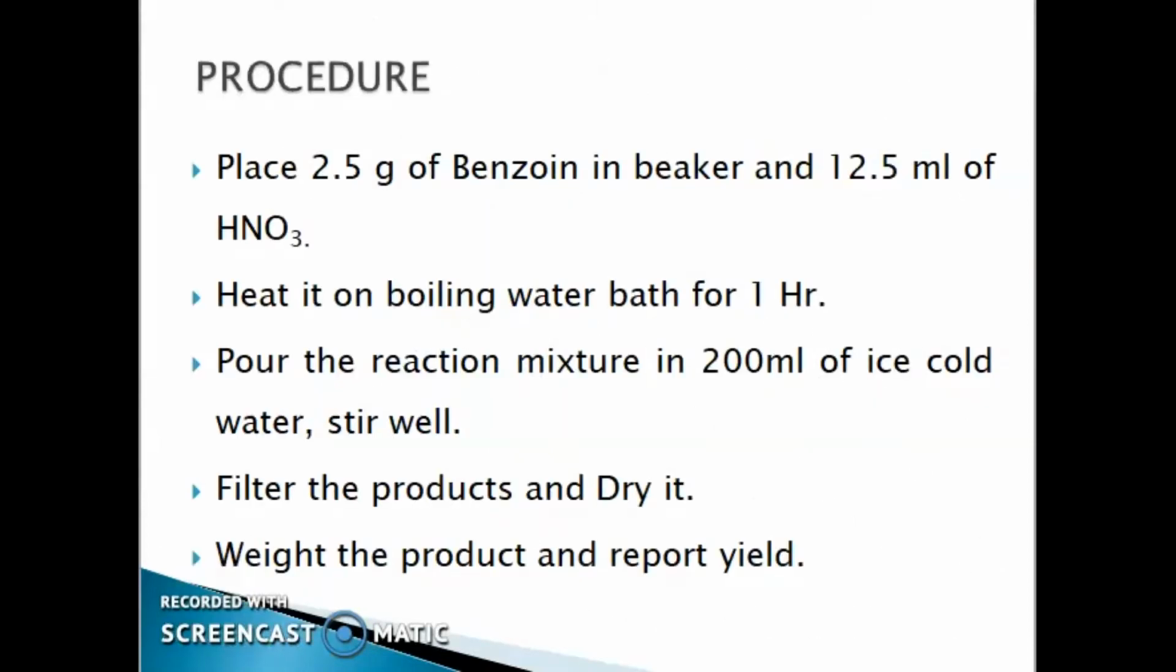Now we will see the procedure involved in this practical. Place 2.5 gram of benzoin in a beaker and add 12.5 ml of nitric acid. Heat this solution on a boiling water bath for 1 hour. After that, pour the reaction mixture into 200 ml of ice cold water. Stir well. After stirring continuously, we will get a product. Filter off that product and dry it. Weigh the product and report the yield for the practical.